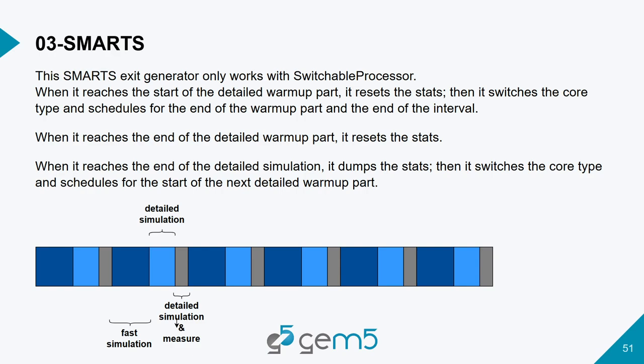So our SMARTS generator will use the parameters that we just decided and do the fast simulation in the dark blue period, and do the detailed simulation for warm-up in the light blue period. And at the end, do the detailed simulation and measurement in the gray block period. Any questions?